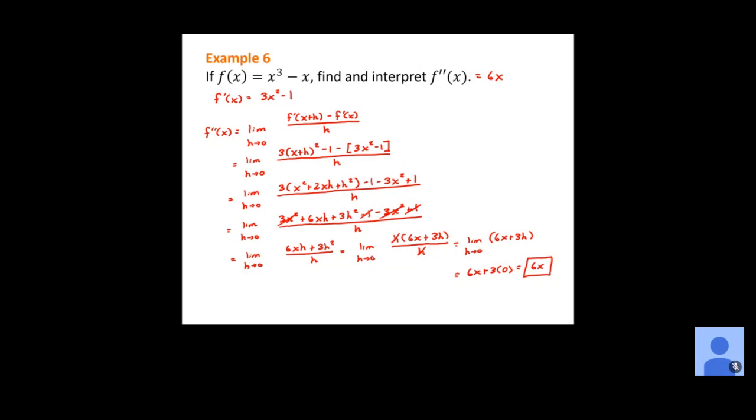When we get to actual applications of this, that's why it will represent acceleration, because the acceleration is going to represent a rate of change of the velocity, right? So it's a rate of change of a rate of change. Any questions on this one?